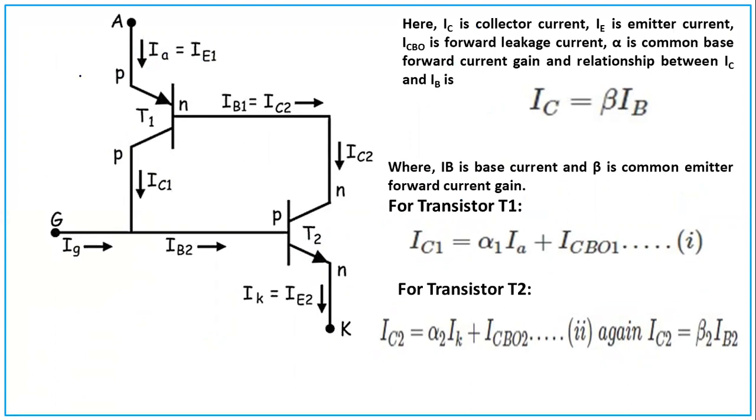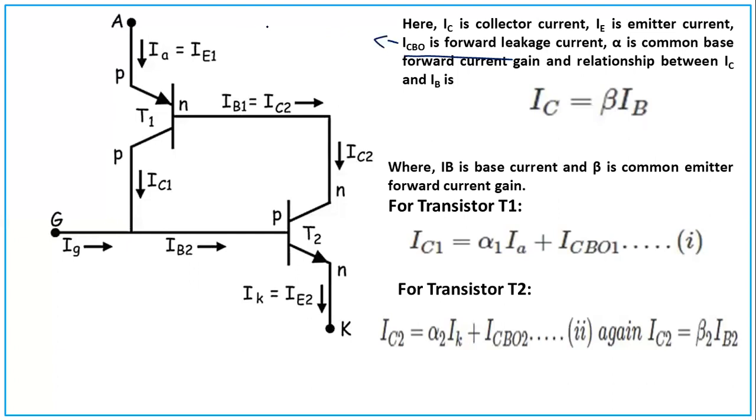The base current of transistor T1 is equal to the collector current of transistor T2. That is why we have written IB1 is equal to IC2. You can also see the collector current IC1 of T1 is equal to the base current IB2 of T2, and the emitter current of T2 is equal to the cathode current. Now we will see the equations one by one. Here IC is the collector current, IE is the emitter current, and ICBO is the forward leakage current. ICBO is the common base leakage current of the collector base junction.